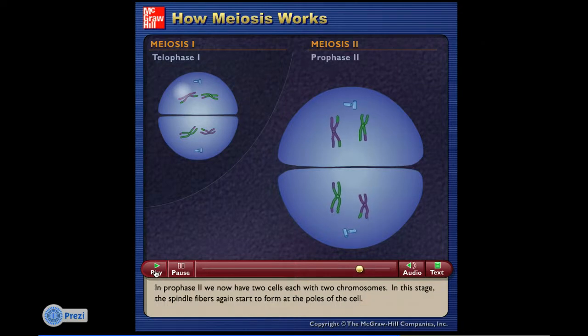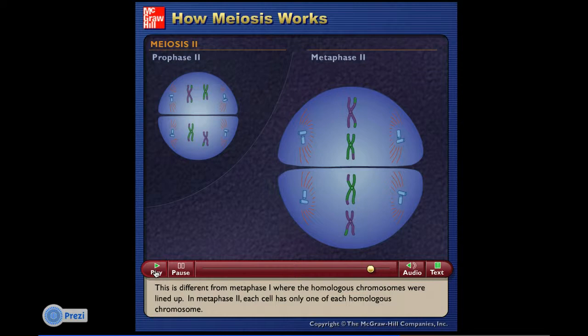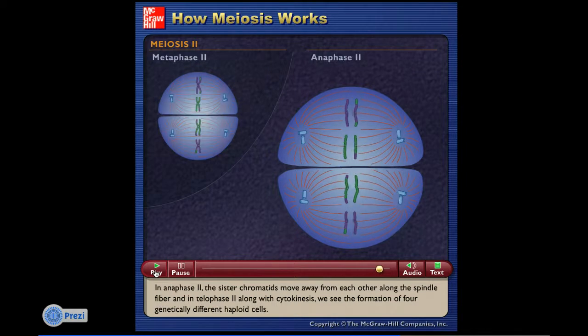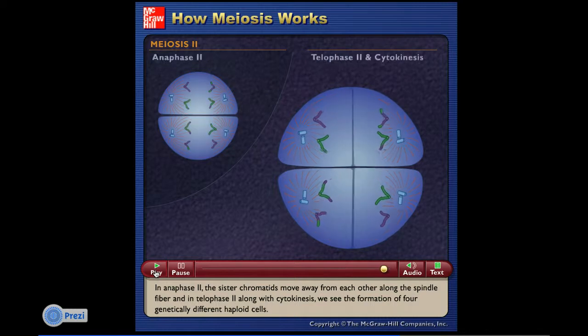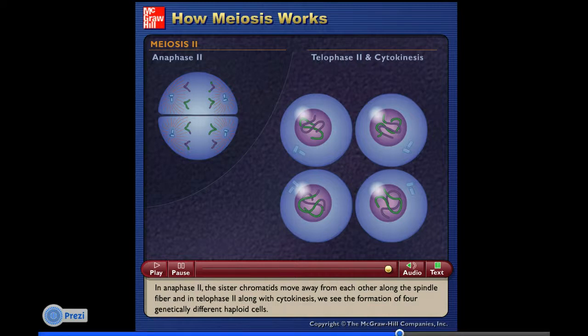In prophase II, we now have 2 cells, each with 2 chromosomes. In this stage, the spindle fibers again start to form at the poles of the cell. In metaphase II, the chromosomes line up along the equator. This is different from metaphase I, where the homologous chromosomes were lined up. In metaphase II, each cell has only 1 of each homologous chromosome. In anaphase II, the sister chromatids move away from each other along the spindle fiber, and in telophase II, along with cytokinesis, we see the formation of 4 genetically different haploid cells. So there you go, that's how it happens.